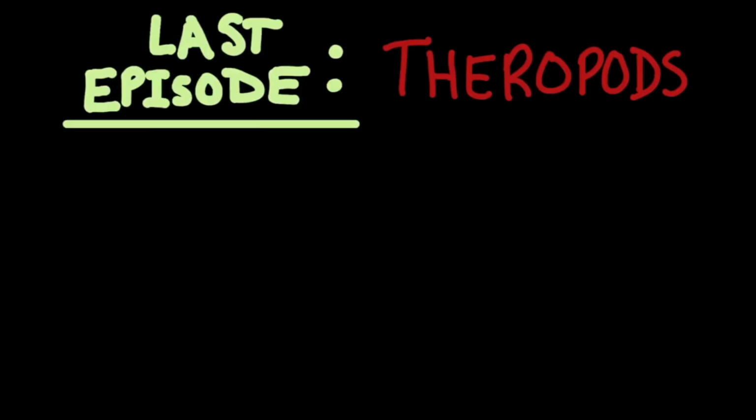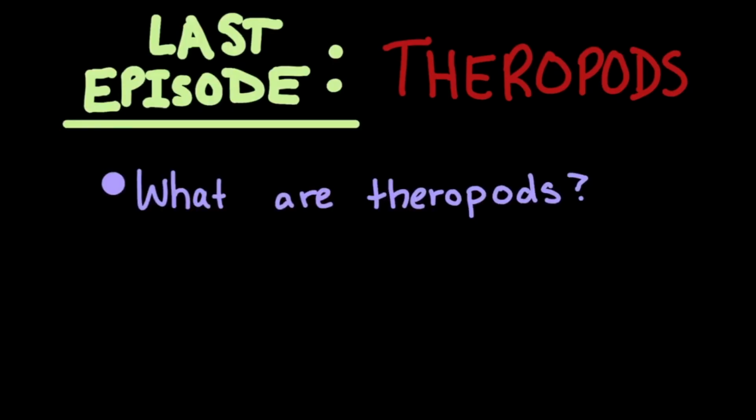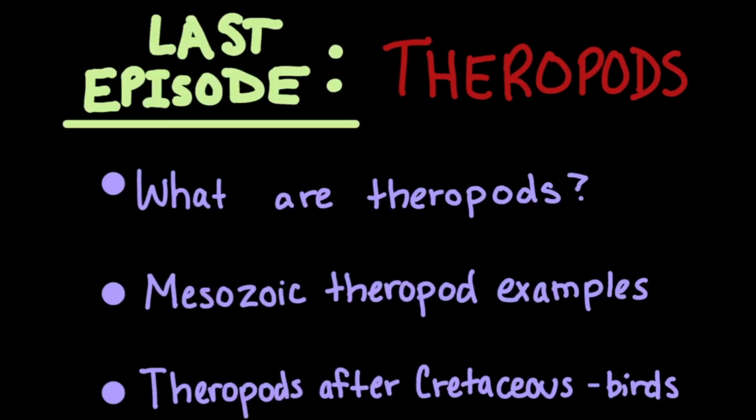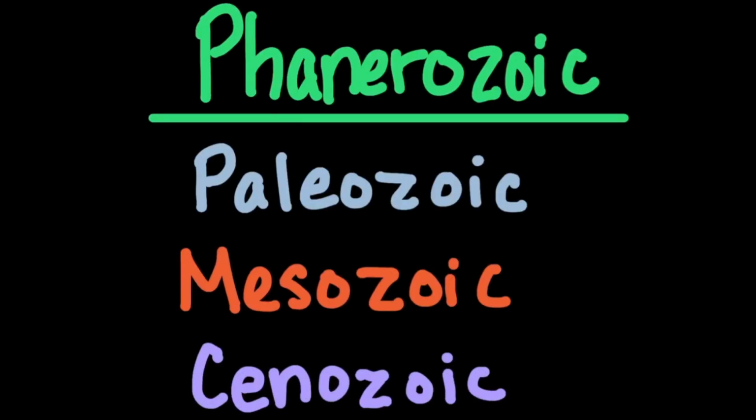Last episode we wrapped up our discussion on dinosaurs by looking at the theropods. We answered the question, what are theropods? We looked at Mesozoic theropod examples, and we briefly touched on theropods after the Cretaceous, the birds. The Cretaceous period was the last period of the Mesozoic era.